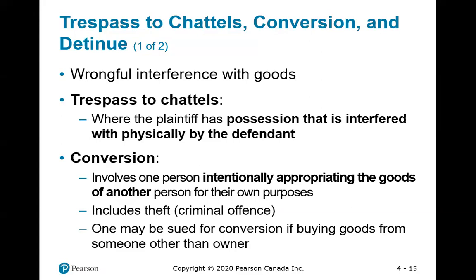So if I interfere with your goods, or in a car situation, you cut me off, I get mad at you, and then when I have a chance, I get out of my car and I hit your car. It could be trespass to chattels. Again, I'm not talking about criminal aspects here. I'm talking about private law, tort. So when our possession, something we own, is interfered with by someone else and causes us loss, damages.